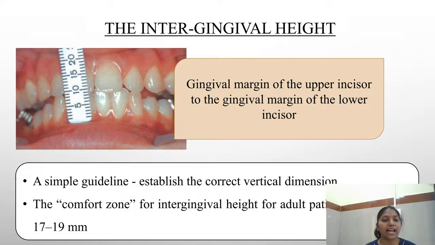The intergingival height is measured from the gingival margin of the upper incisor to the gingival margin of the lower incisor. It is a simple guideline to establish the correct vertical dimension, and the comfort zone for the intergingival height for the adult patient is 17 to 19 mm.